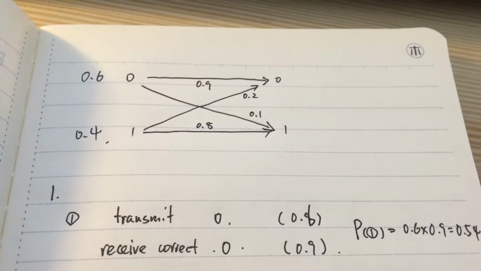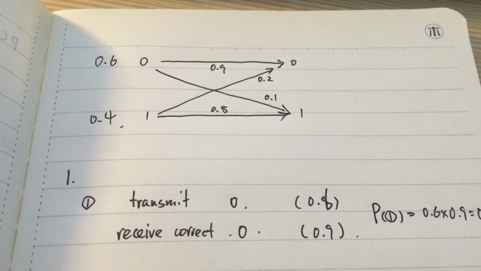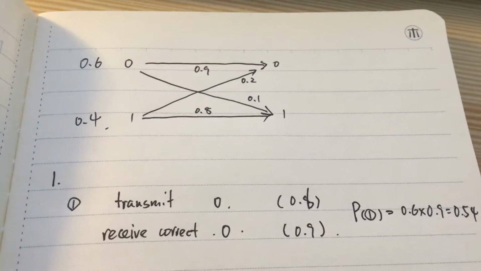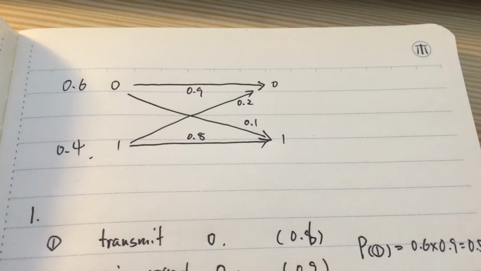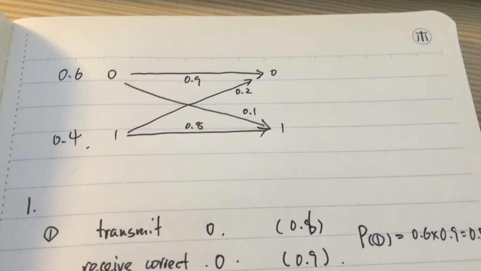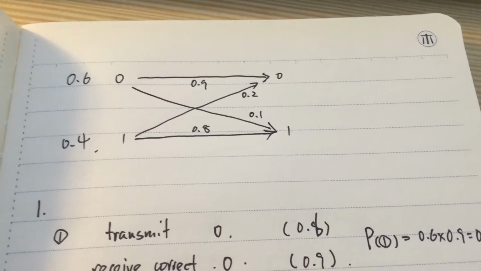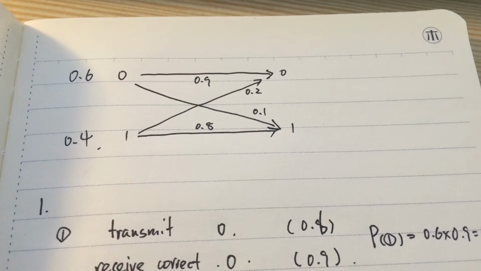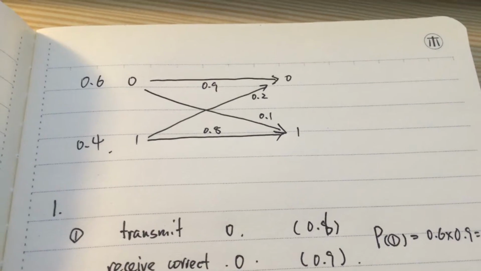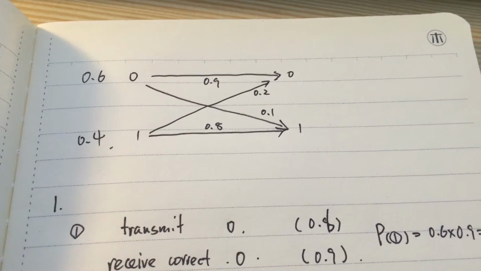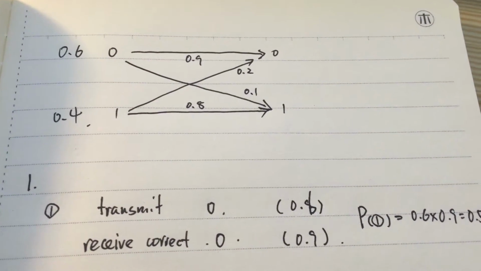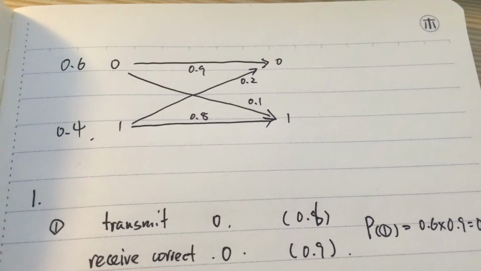And then the second question is to find the probability of error. So we can also find out from the figure there are two ways for us to transmit in error. The first is we want to transmit 0, but we make an error and receive 1. The second is we want to transmit 1, but we receive 0. It is very similar to the previous question. We can also calculate these two conditions separately and add them up.